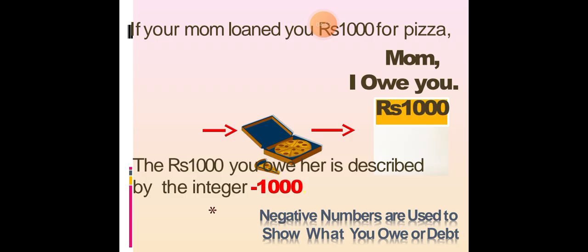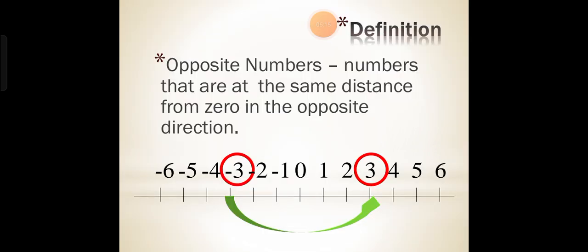Okay, then we have this: if your mother loaned you rupees 1000 for pizza, you say, "Mom, I owe you." That means the 1000 you owe her is described by the integer minus 1000, because you took money from her. So negative numbers are used to show what you owe or debit, like what you take from others.